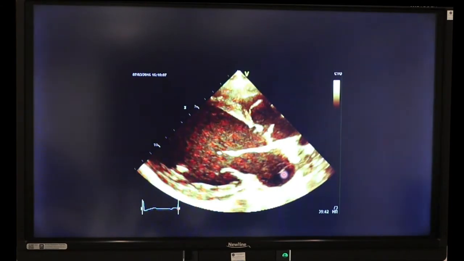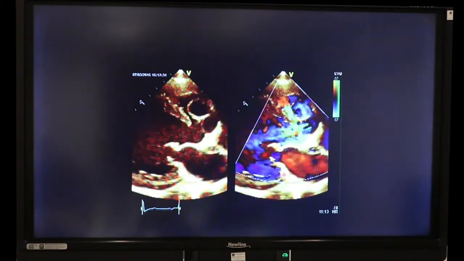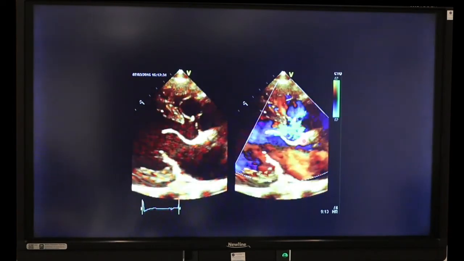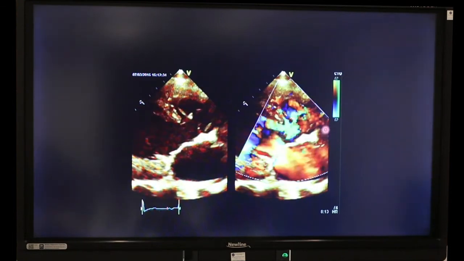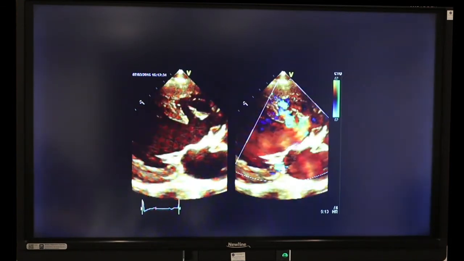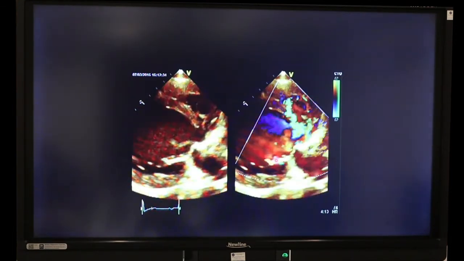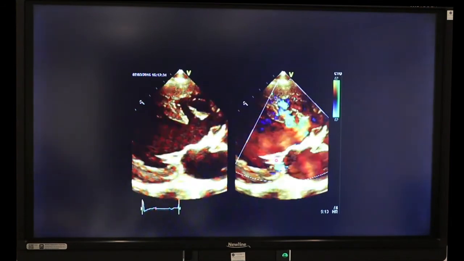Now you need the color images on this. Clear images show the systolic flow across this VSD and the diastolic flow reversal through the aortic valve. So it is a case of severe aortic regurgitation along with the VSD.